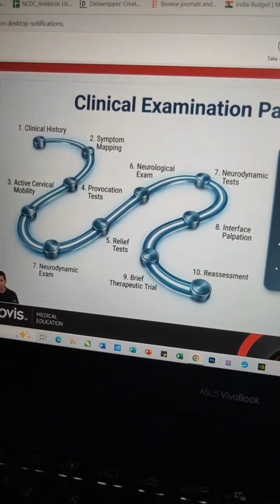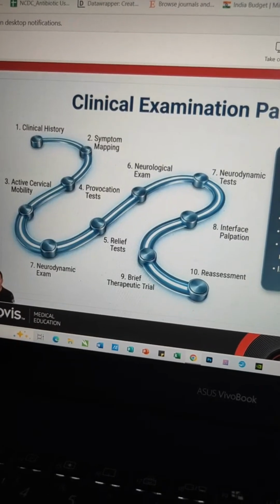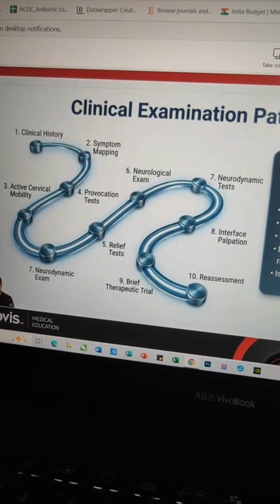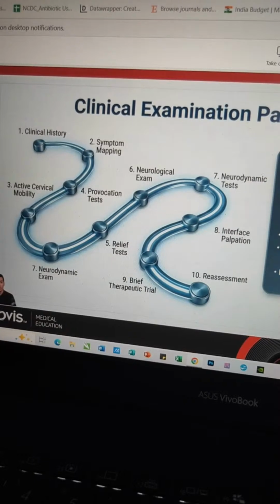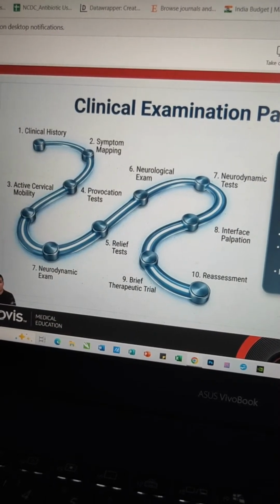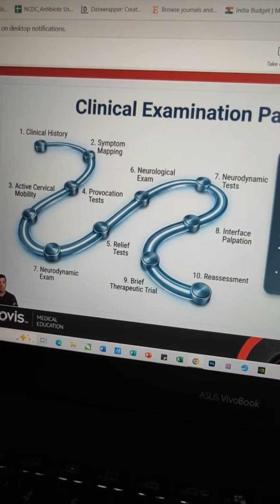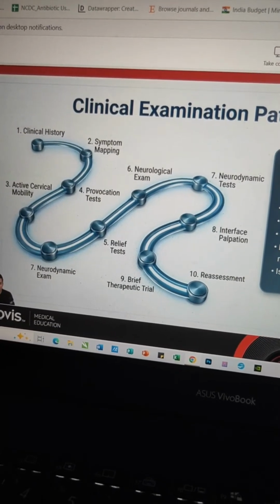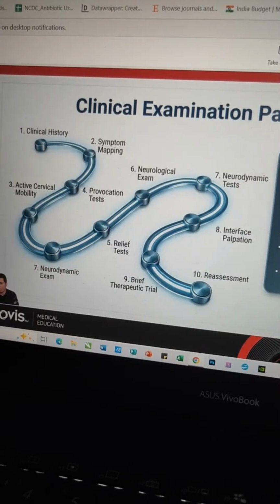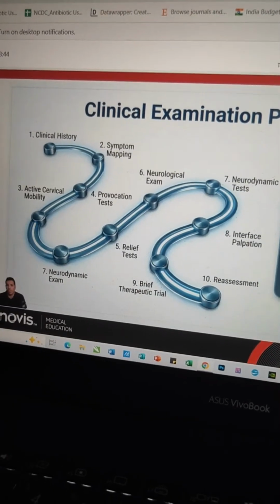From this point, we'll palpate the interfaces to determine the condition of the scalenes, first rib, and pectoralis minor, but we have also mentioned the radial tunnel, pronator, carpal tunnel, or the cubital region. And finally, we can carry out any other brief therapeutic test or reassessment you may need.